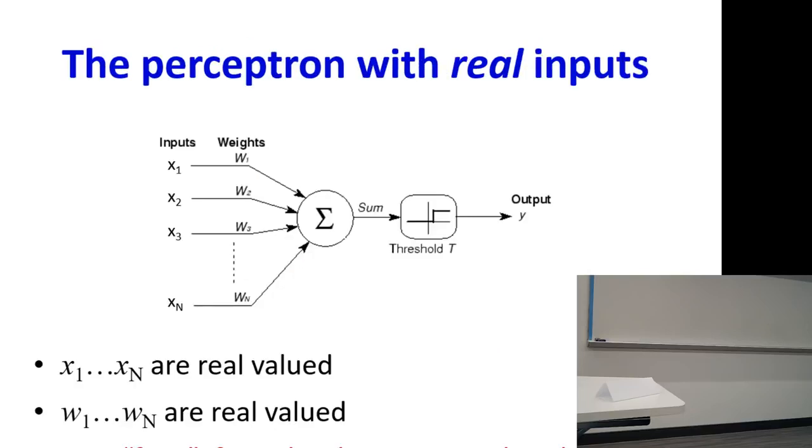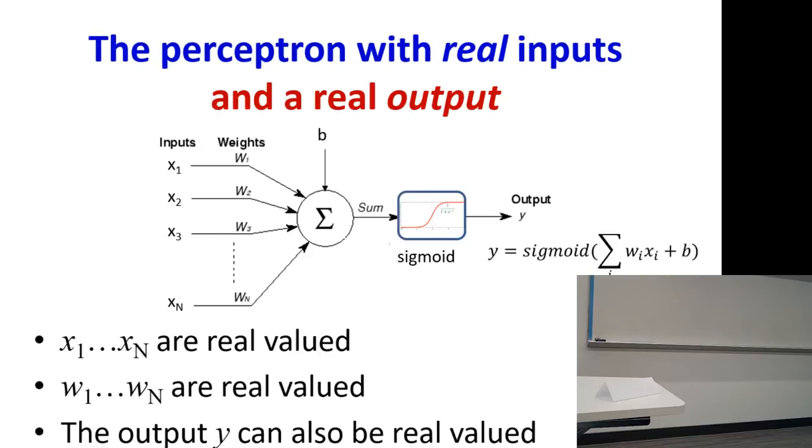Well, guess what? The perceptron actually works on real valued inputs. If I just restate the same thing to say that x's are real valued, the whole thing still works. I have a weighted combination of inputs, which is compared to a threshold. If it exceeds the threshold, it's going to fire, otherwise not.